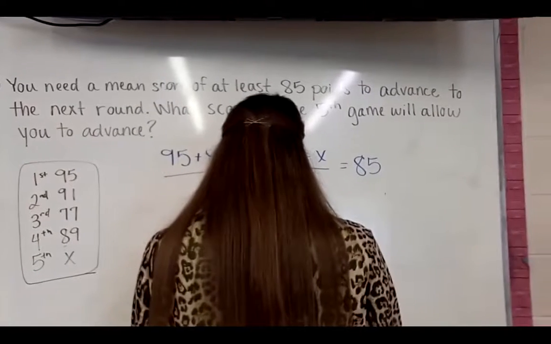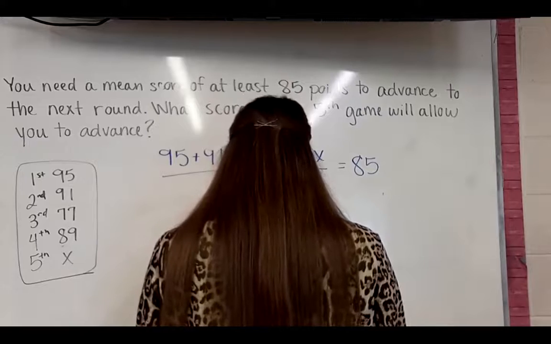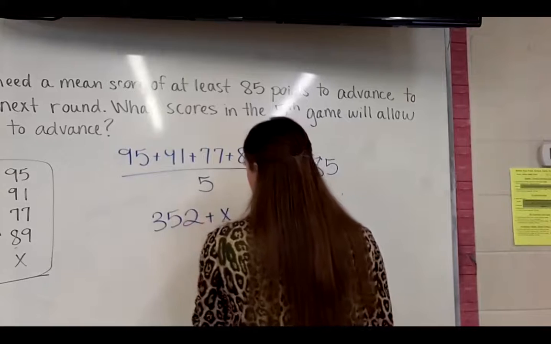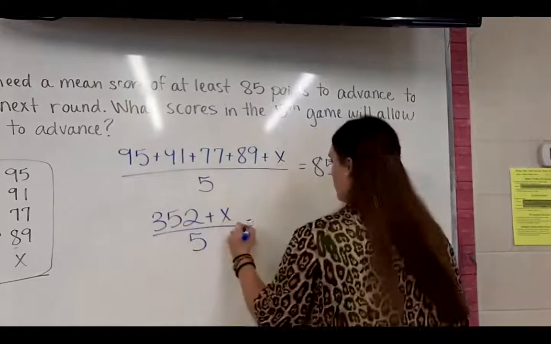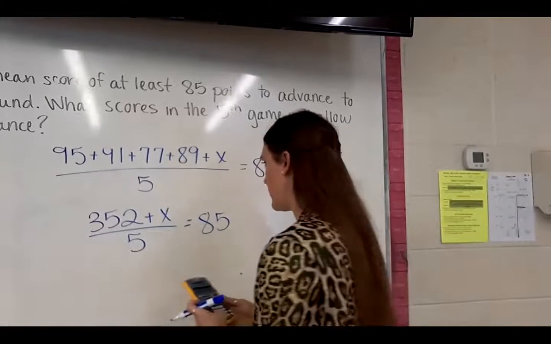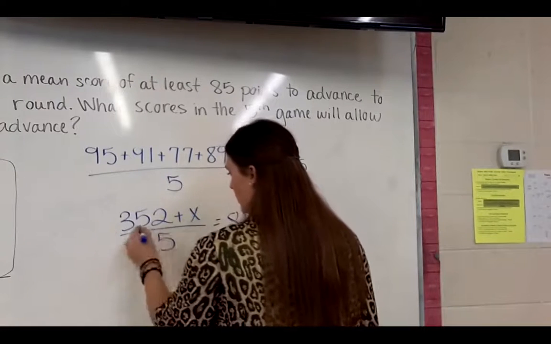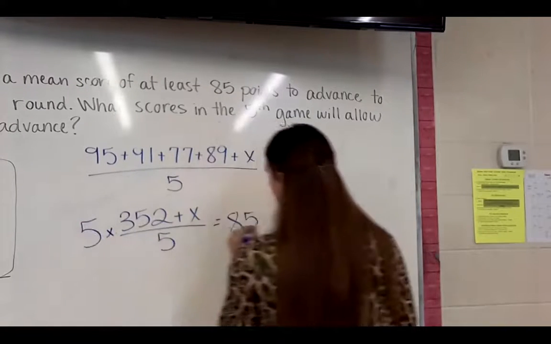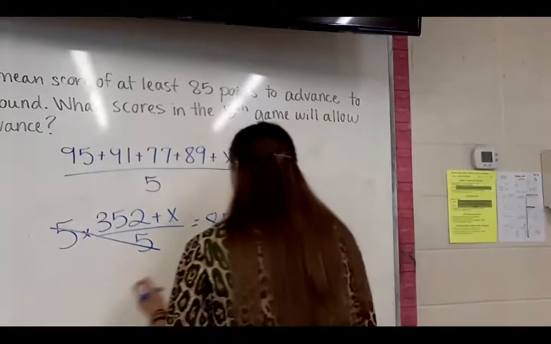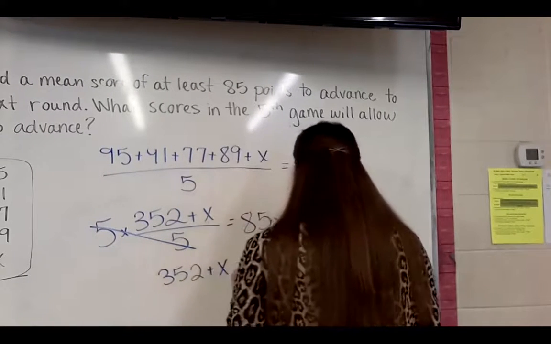So 95 plus 91 plus 77 plus 89. I should have known that from the previous problem. 352 plus X over 5 equals 85. So now it's just like the one we just did. We're going to get rid of this 5 first because it's all of this divided by 5. So I'm going to multiply both sides by 5. It'll cancel it there. So I have 352 plus X equals 425.